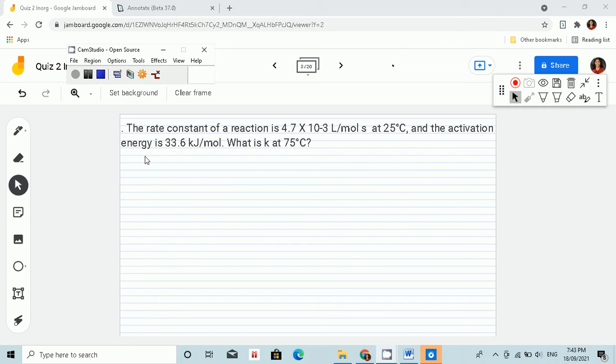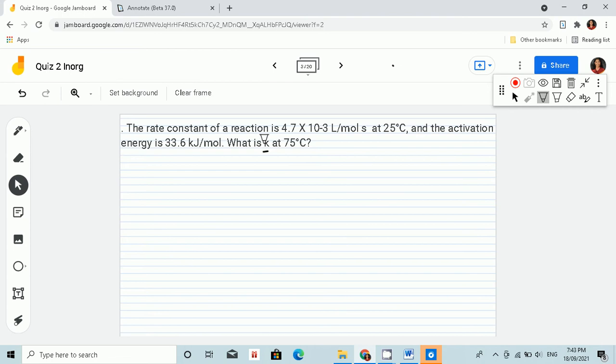So we are given two temperatures, so we know that this is the Arrhenius equation given two different temperatures, and also we are given the first rate constant, and here we are going to find the rate constant at 75 degrees Celsius. So there are two rate constants here.